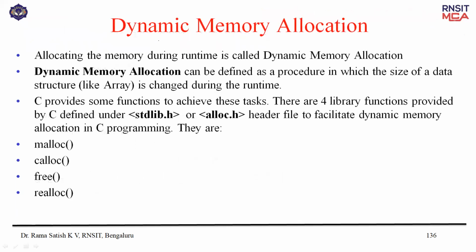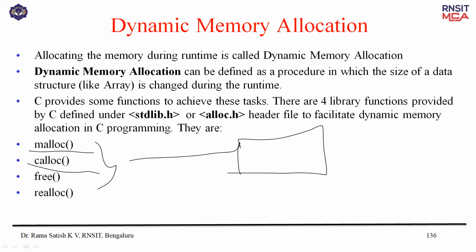Next, you have dynamic memory allocation. So far I was telling very clearly, whenever you create a pointer it will not get memory allocation. Now, I want memory allocation for the pointer. So what do you do? You make use of either malloc or calloc. By using these two functions, you can allocate memory to a pointer.